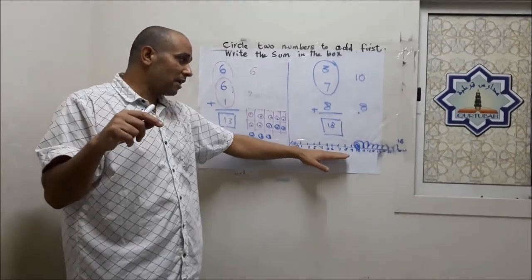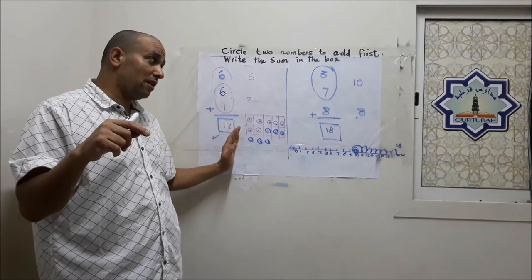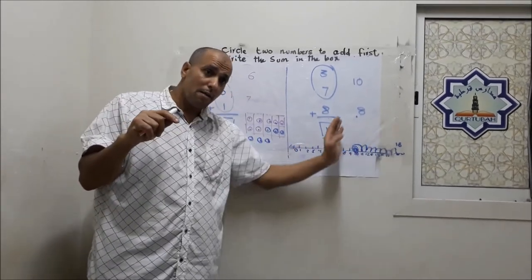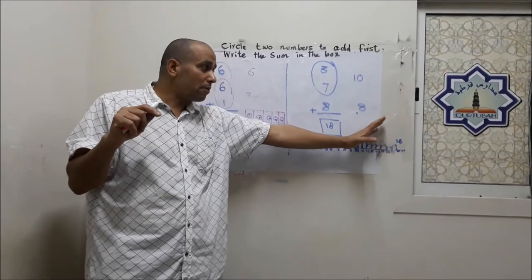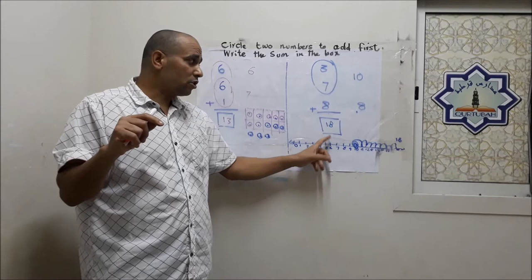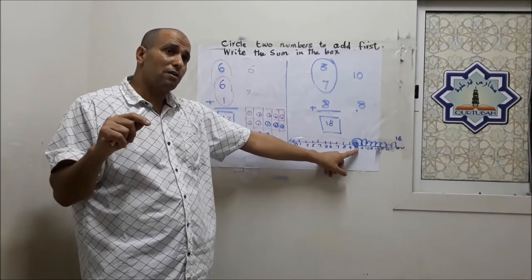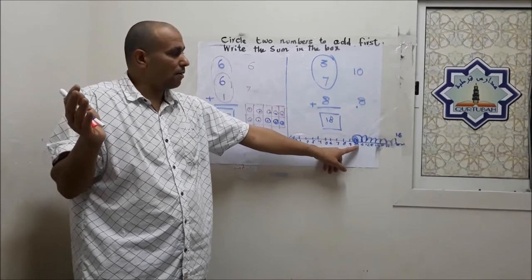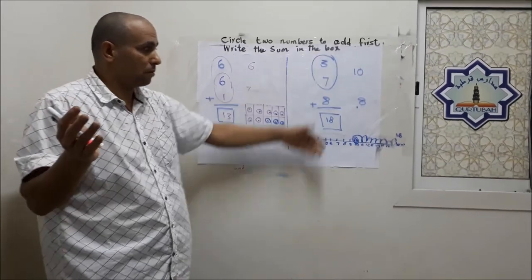But in this case, I could use the make 10 strategy, but I want to give you something else, the number line. The number line is also very good to take you to the sum very easily. But you should start with the bigger number. This is my suggestion, which I also do when I'm doing these problems.